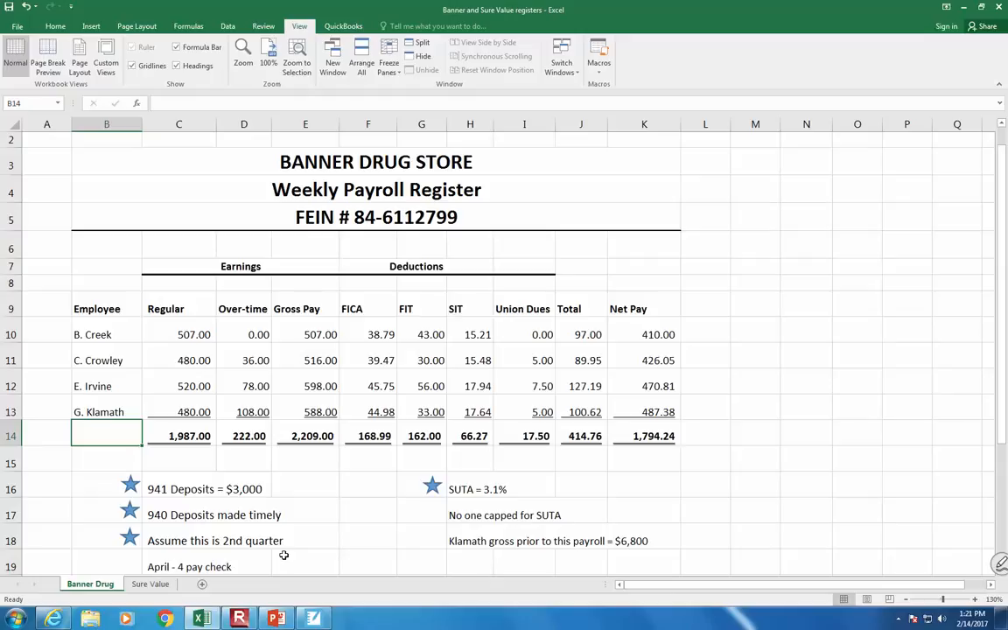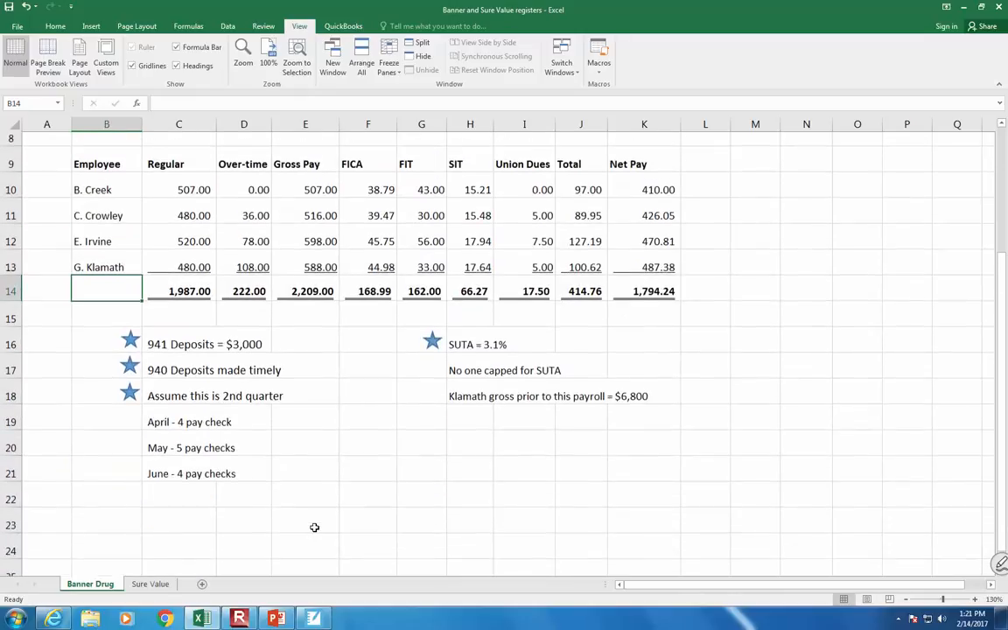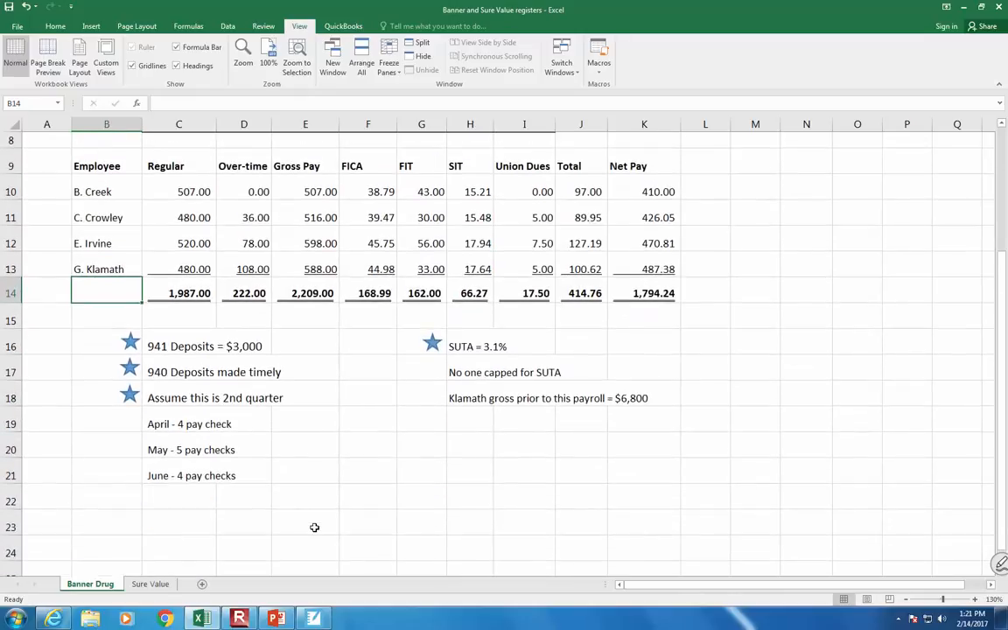Okay, second line, help me out here because I'm still trying to bring up my 941. Is it line two that asks for wages and other compensation? Okay, how am I going to figure that out? I'm telling you here how many paychecks there were in April, May, and June. It's a weekly payroll register. You should be able to take the data up here and convert it to line two.